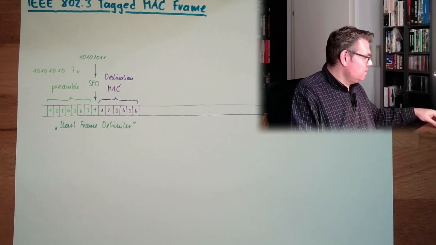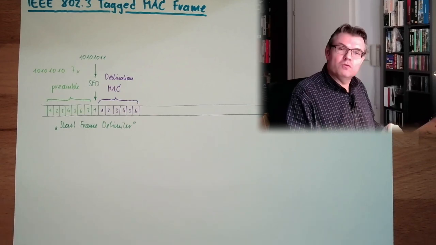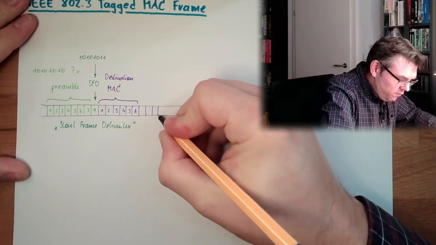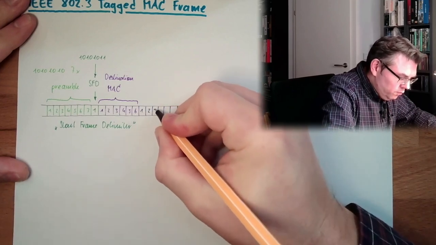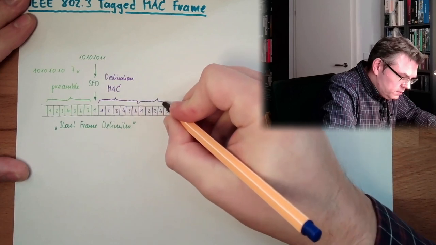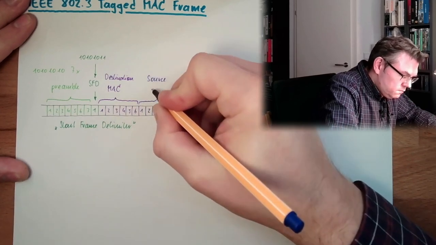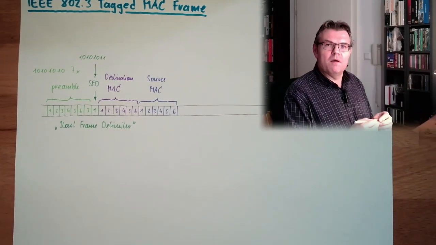And then, like on an envelope, we also have a source address. Okay? So 1, 2, 3, 4, 5, 6. That's the source MAC. Everybody knows where it's coming from.